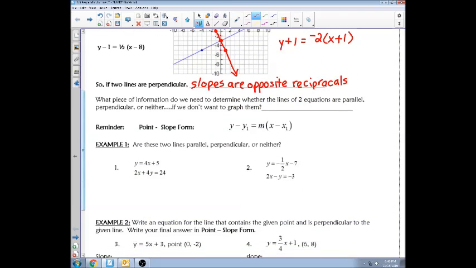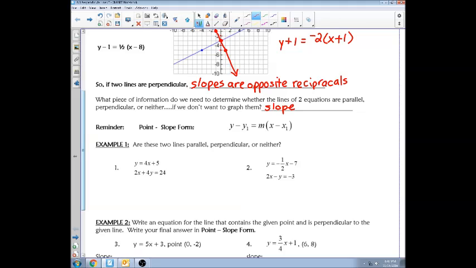What piece of information do we need to determine whether the lines of two equations are parallel, perpendicular, or neither? Well, if you remember, I know they're parallel if they have the same slope. I would know they're perpendicular if they have the opposite reciprocal slope, and it would be neither if neither of those two situations was true. So if we don't want to graph them, what we need to find out is their slope. We would just have to look at their slope, okay?